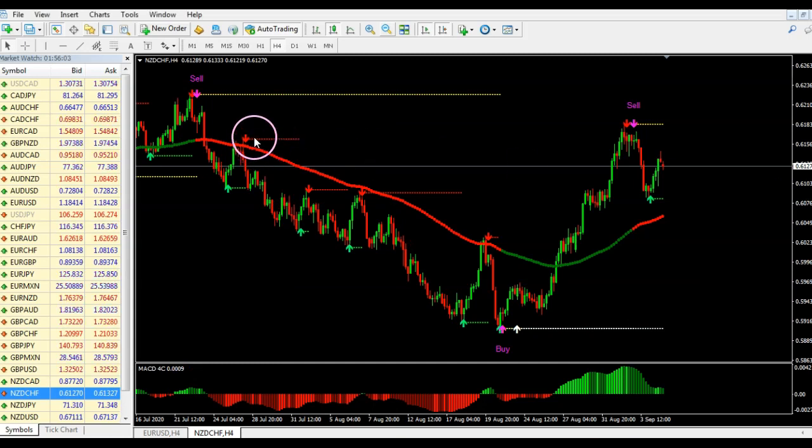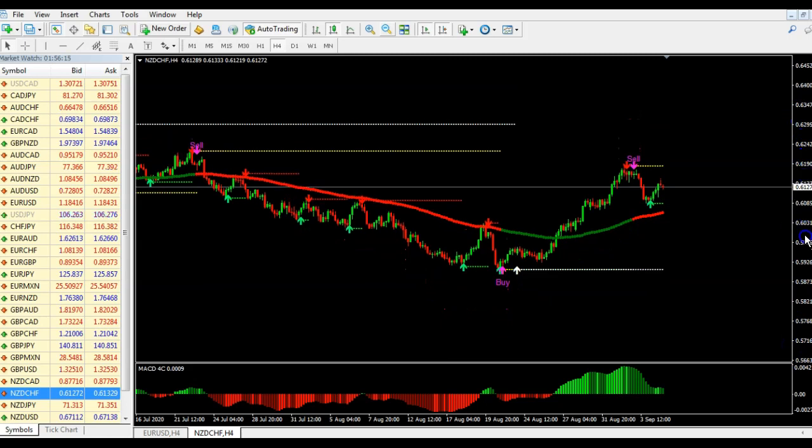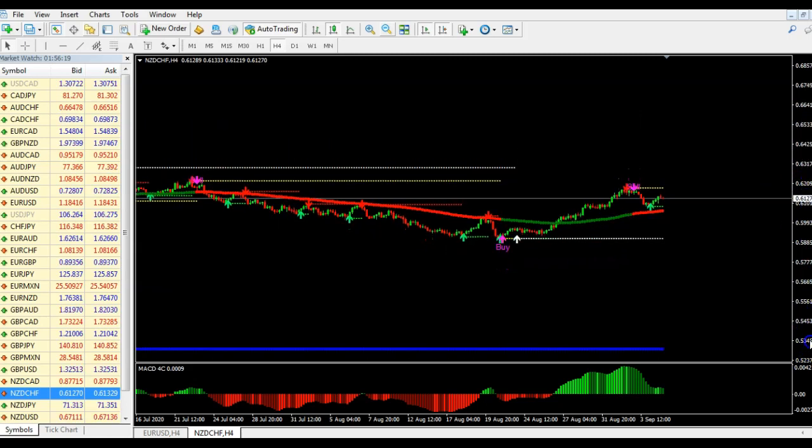Okay, on the NZD/CHF, what are we waiting on this one? Oh, my computer's acting very, very slow. It must be the heat here in California.